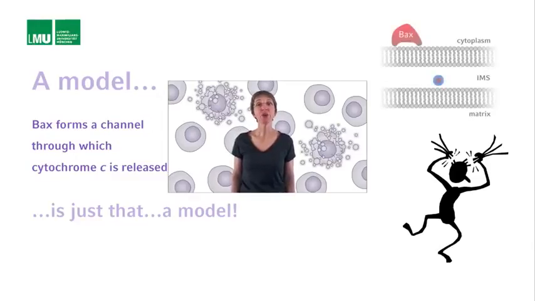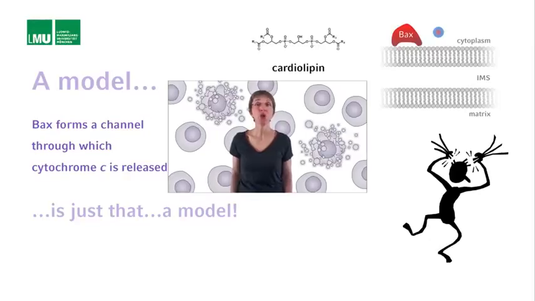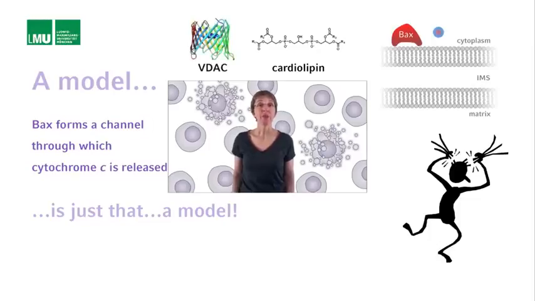BAX clearly is required for cytochrome C release, but how BAX causes permeabilization of the outer mitochondrial membrane is still an enigma. It is not as simple as BAX forming a cytochrome C conducting channel. Other models that have been proposed suggest that BAX acts with cardiolipin to form a lipidic pore, or that BAX activates known transporters in the outer mitochondrial membrane, such as VDAC, which stands for voltage-dependent anion channel, and which belongs to the porin class of ion channels.